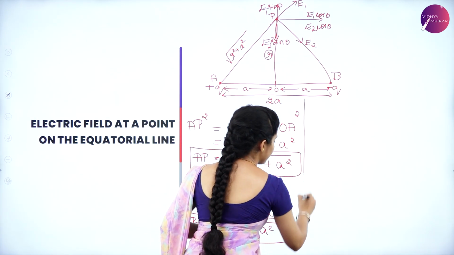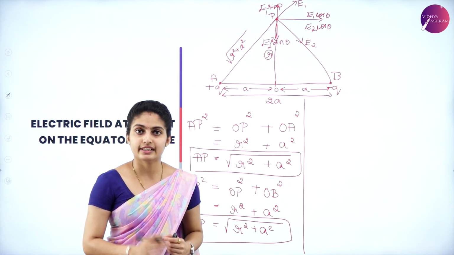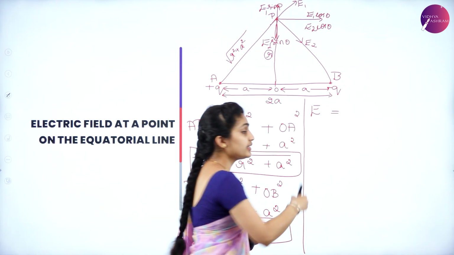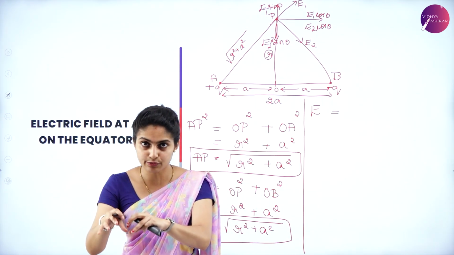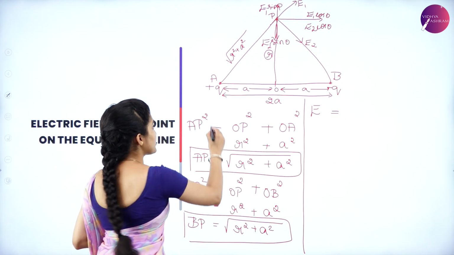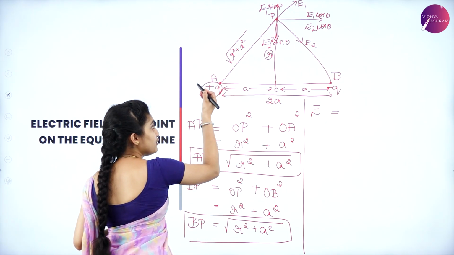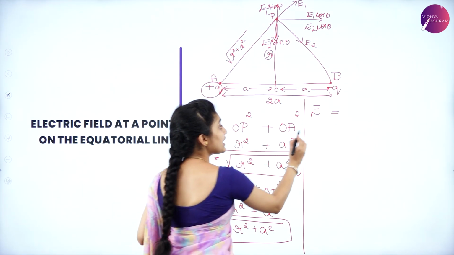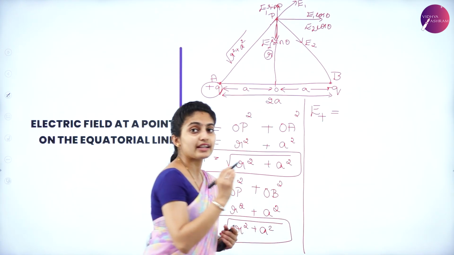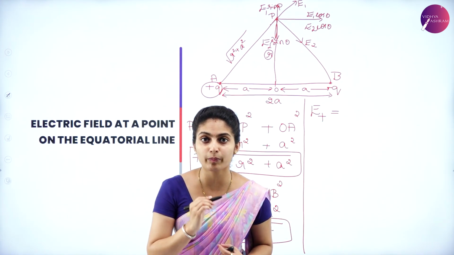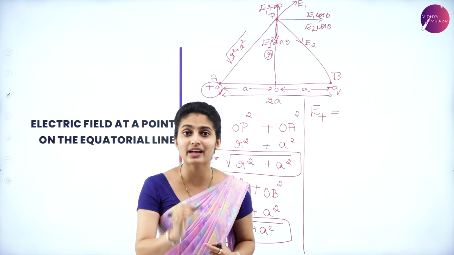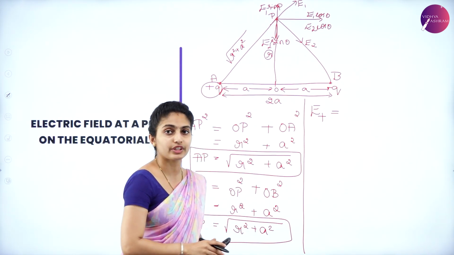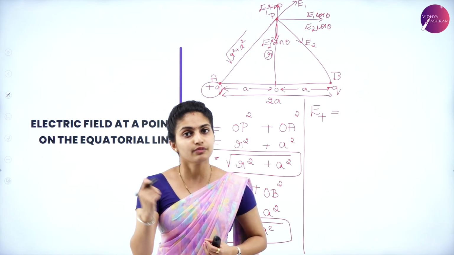So we know that the electric field is calculated as E is equal to, that is the electric field of a positive charge at point P. So positive charge is this. The electric field from this charge at point P is given as E positive, and you know that the field formula is 1 by 4 pi epsilon naught q divided by the square of the distance.